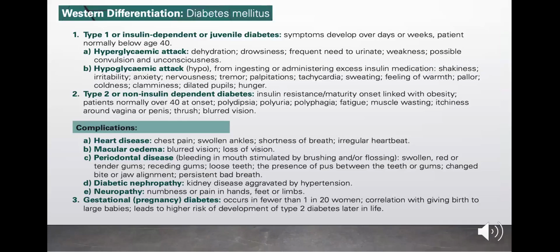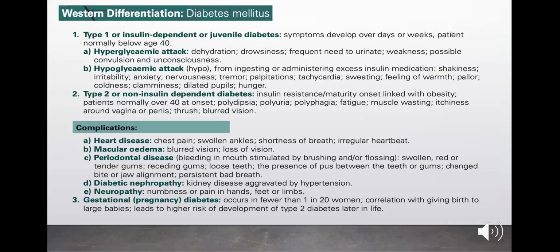Complications of type 2: heart disease, chest pain, swollen ankle, shortness of breath, irregular heartbeat, macular edema with blurred vision, loss of vision, periodontal disease, bleeding in the mouth stimulated by brushing and/or flossing, swollen, red or tender gums, receding gums, loose teeth, the presence of pus between the teeth or gums, changed bite or jaw alignment, persistent bad breath.